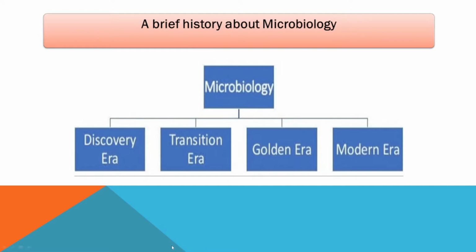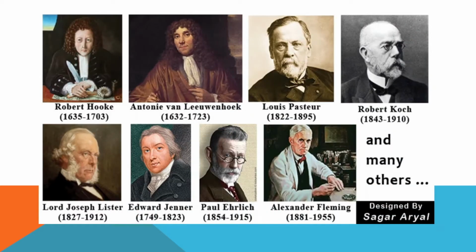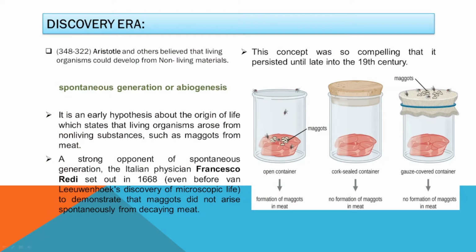A brief history of microbiology. The history of microbiology can be subdivided into 4 different parts. The first one is the discovery era, second one is the transition era, third one is the golden era, and the fourth one is the modern era. Here in this picture, we can see some of the famous faces who have contributed a lot building the history of microbiology. Now let's discuss the discovery era.